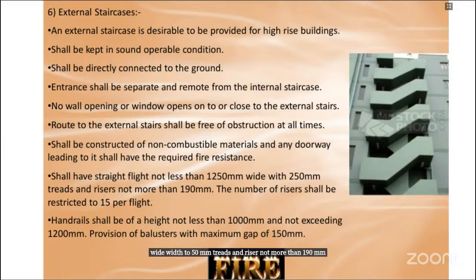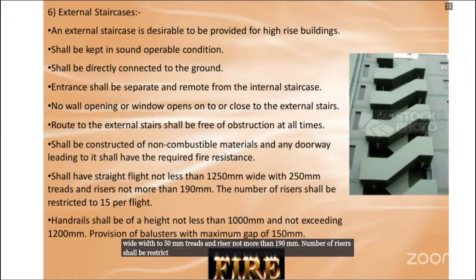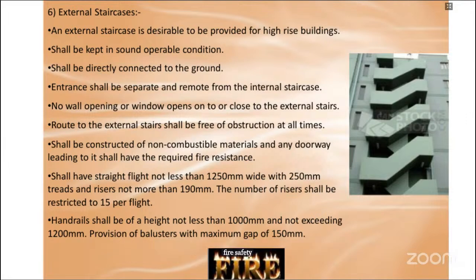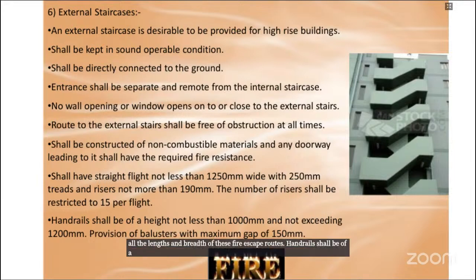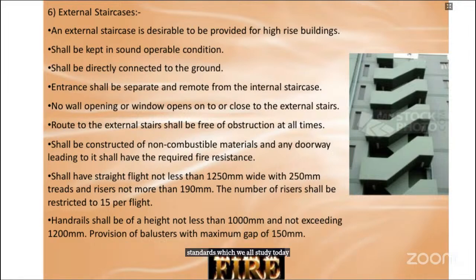Shall have a straight flight not less than 1250 wide, 250 treads and riser not more than 190. Number of risers shall be restricted to 15 per flight. So they are very specific about these fire safety measurements, all the lengths and breadths of these fire escape routes. Handrails shall be of a height not less than 1000 and not exceeding 1200, with provision of balusters with a maximum gap of 150. So these all are the standards which we all study today.